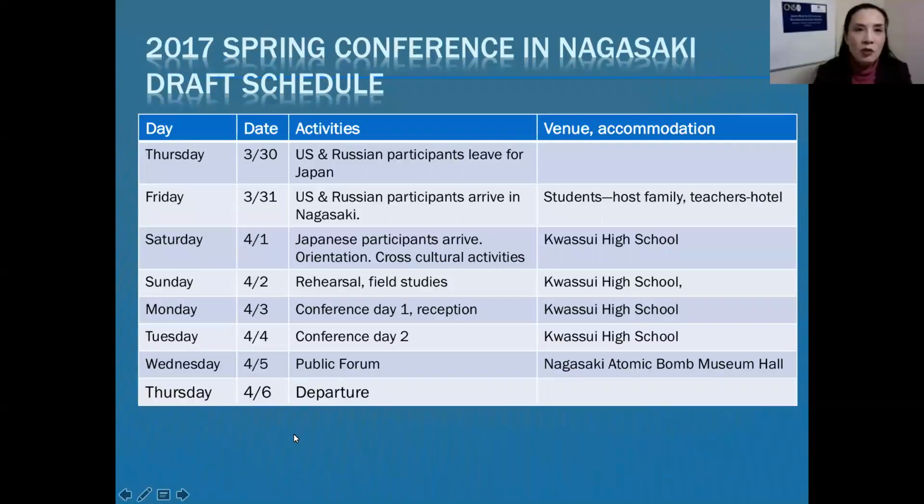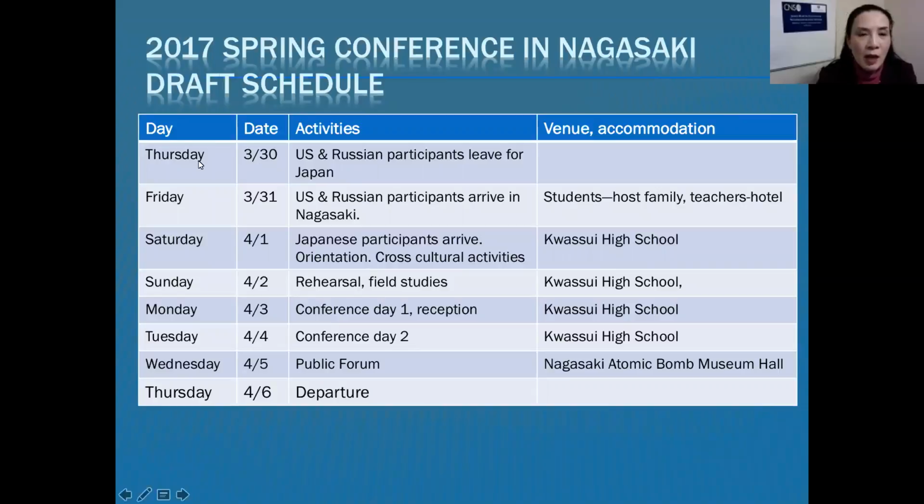So this is a draft schedule. I believe I sent the invitation letter to all the schools, so I believe that you have some idea on how the itinerary looks like. So here is a standard schedule.